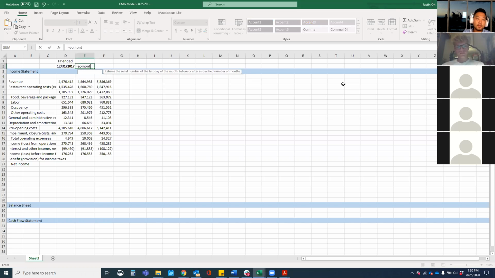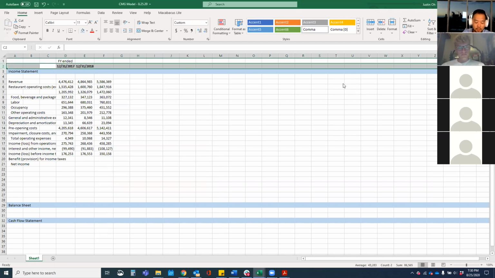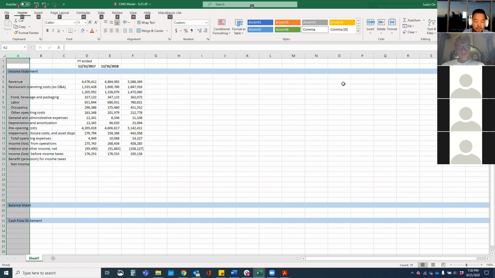Equals EOMONTH. That's a nice one. So that means that it will pop it forward or backwards by a month. So you kind of reference the cell you want. So equals EOMONTH, and it means end of month, comma, I go 12. And again, I apologize if they've added more fancier shortcuts.